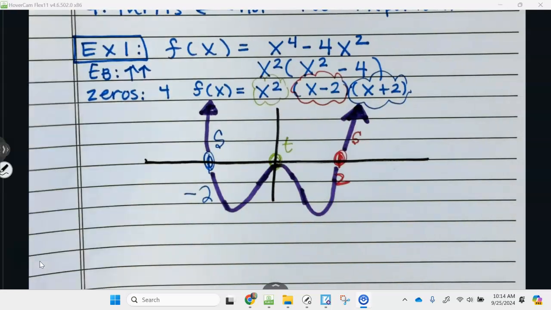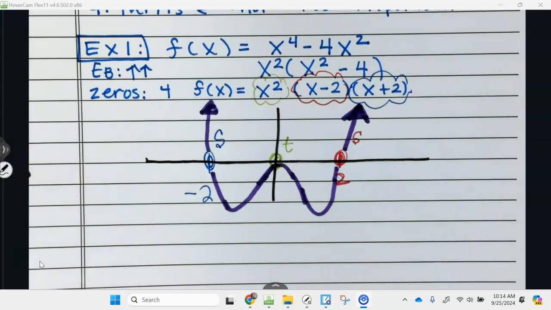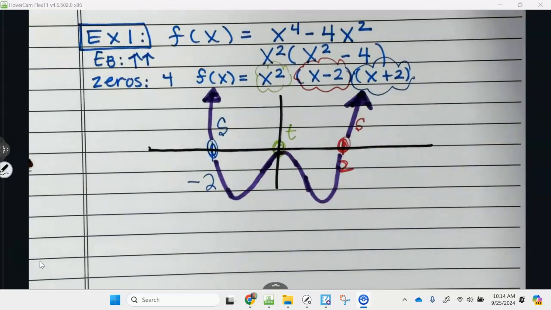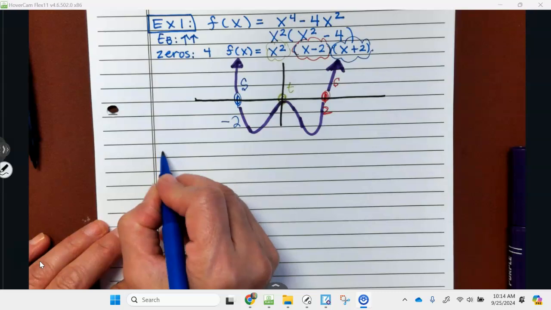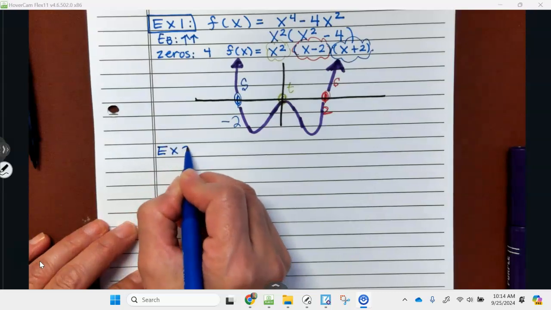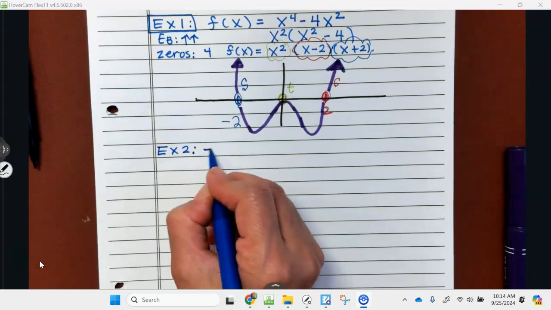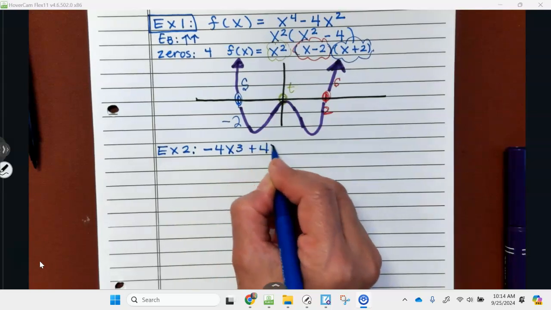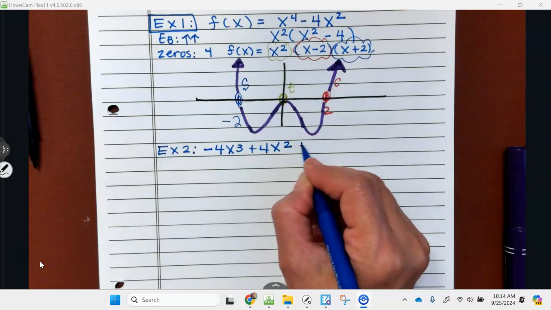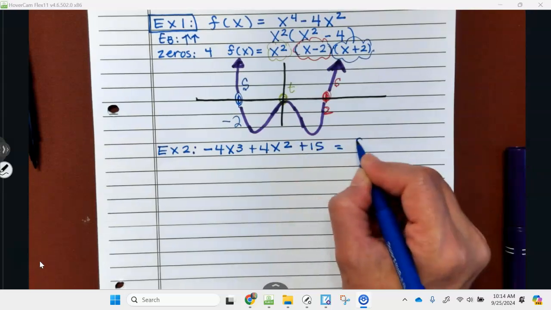That's graphing polynomials. I'm going to do it one more time, and then we'll stop and see if you guys have any questions. So here's example 2. -4x to the third plus 4x squared plus 15x equals f of x.